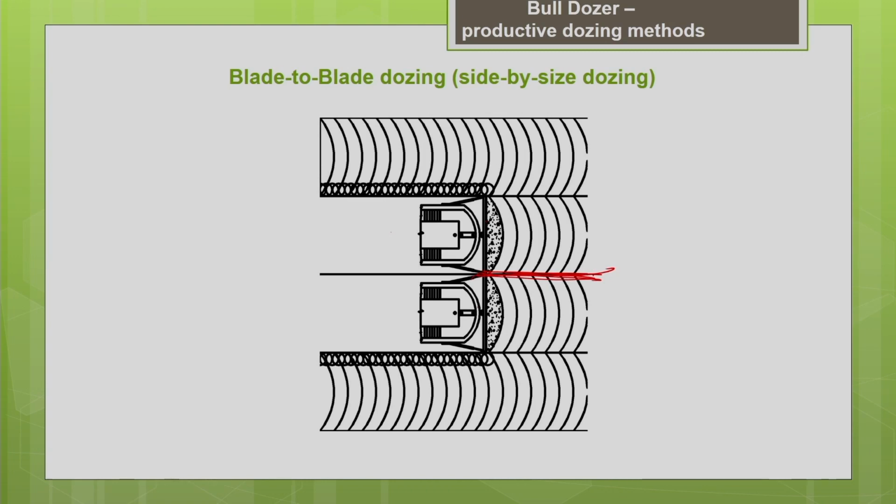But there will be some additional time taken for maneuvering. So the operator should be skilled enough to maneuver both bulldozers in such a way that the blades are closer. By this I can reduce the end spillage at the end of the blade. Obviously the spillage is here, but it can be reduced here. But this cannot be adopted for very short haul distances, because you need some sufficient time and distance for maneuvering.